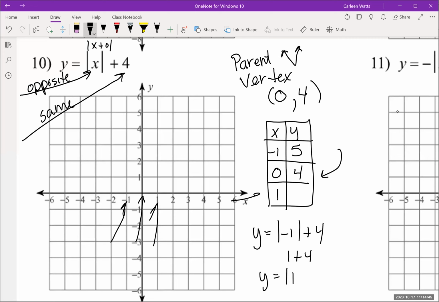Y equals the absolute value of 1, plus 4. The absolute value of 1 is 1, plus 4 is 5. If this is absolute value, 1 to the left and 1 to the right should match. And they do. So (0, 4), (-1, 5), and (1, 5). There is my V.